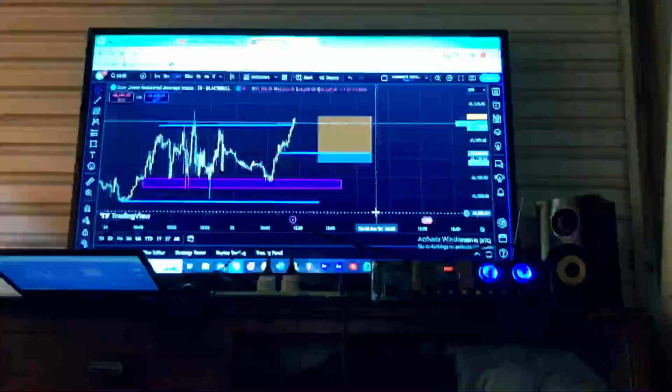So yeah, that's basically, guys, how you want to execute trades on US30. That's how you find a perfect setup on US30, guys. So that's how you analyze the market, guys. I don't have much to say, but that's how I analyze the market on a daily basis.